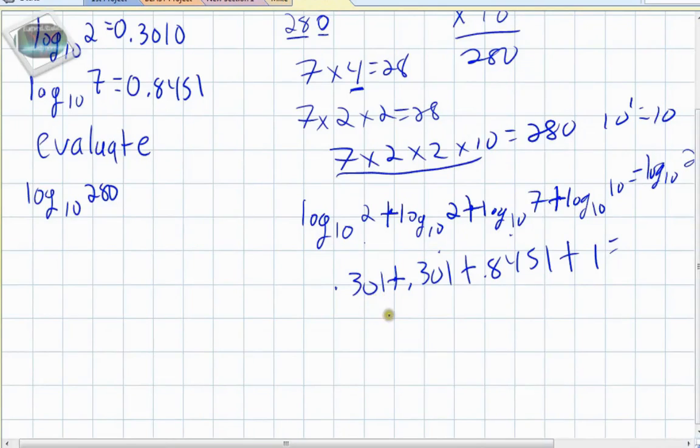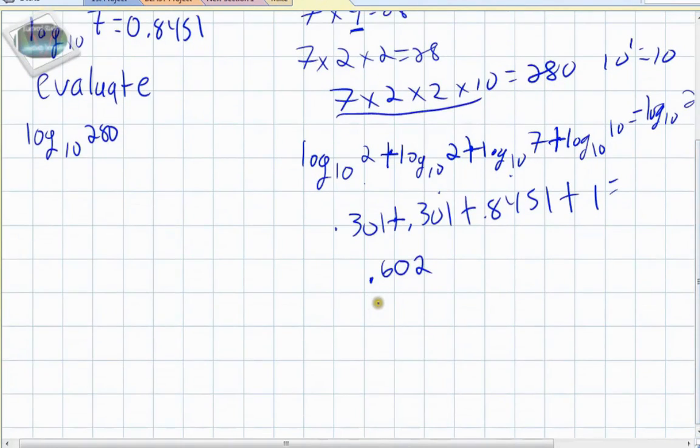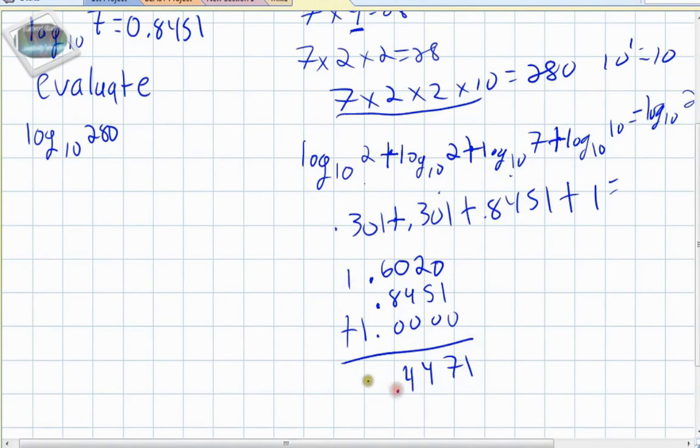So first, I don't want to do it all in my head, but 0.301 plus 0.301 is the same as saying 0.301 times 2. It's pretty easy to see that it's going to be 0.602. Okay, and then we're going to say plus 0.8451. Okay, I'll put another 0 there so I don't get lost. And then we're going to add 1. Okay, and so we get 2.4471. And that would be our answer.